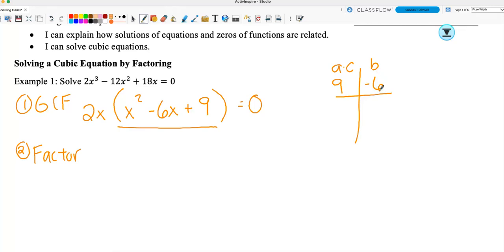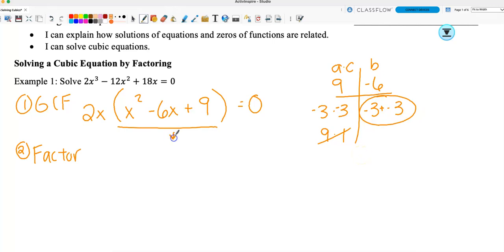So I'm going to ask myself what multiplies to get 9. Only thing would be 3 times 3 or 9 times 1. Now I want to add these to get a negative 6. So this square is nowhere near a 6. But if I make these both negative and add them, that will give me a negative 6, as well as a negative times a negative is a positive. So negative 3 and negative 3 are your answers.